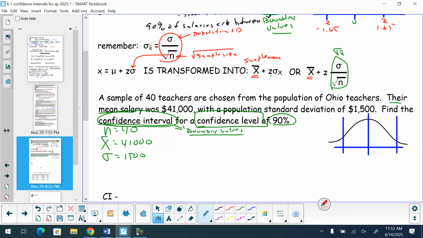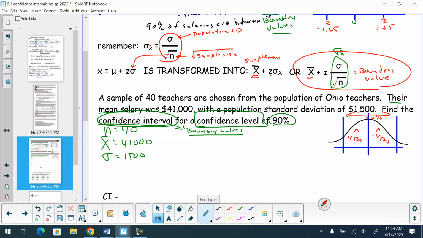We're still looking at the idea of 90%, 0.4500. We're still dealing with the same thing we did before. The only difference now is that rather than finding a value, we're trying to find a boundary value. And this boundary value for our population mean can be calculated by our sample mean plus the z value times the standard deviation divided by square root of n.